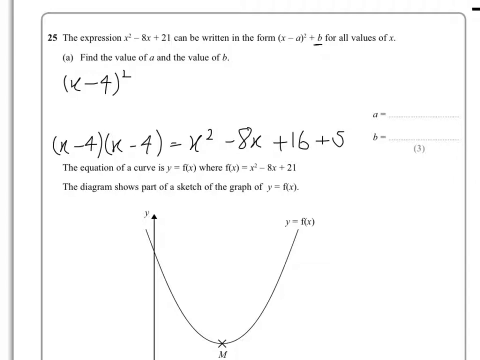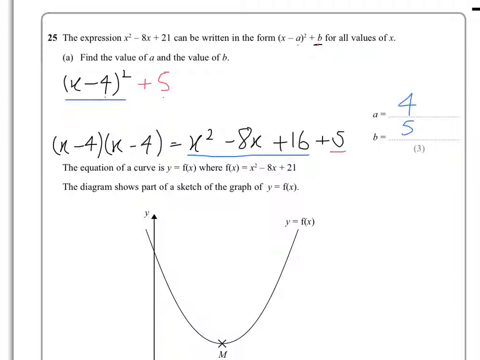So keeping in mind that all of this is the same as this bit here, the additional part that we need is the plus 5. So there's the plus 5. And then keeping in mind that this expression here is in the same form as this one here, that means that a is 4 and b is 5. And that in fact will be our answer. So a is 4, b is 5.